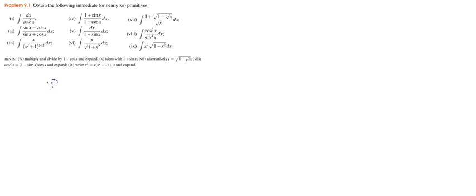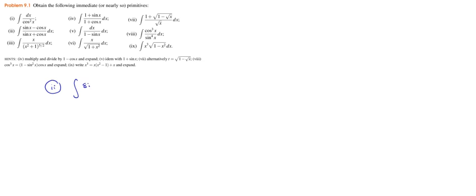One is the primitive of 1 over the cosine squared of x. This is tangent, plus the constant c. You should know this by heart. That's one of the easy ones.